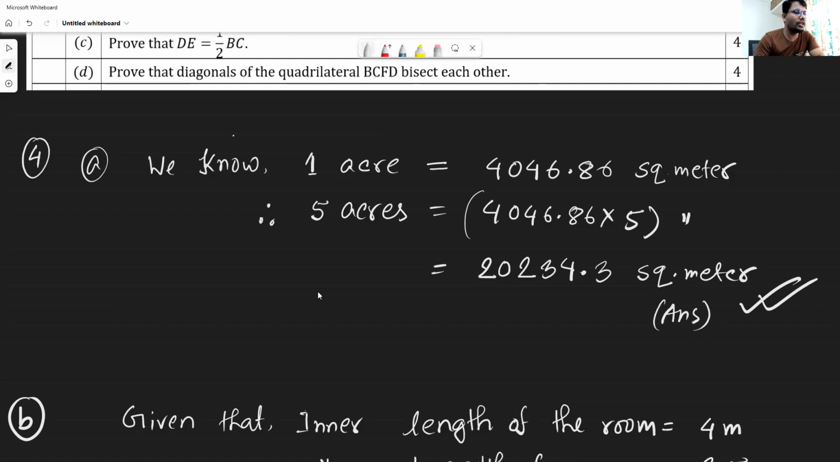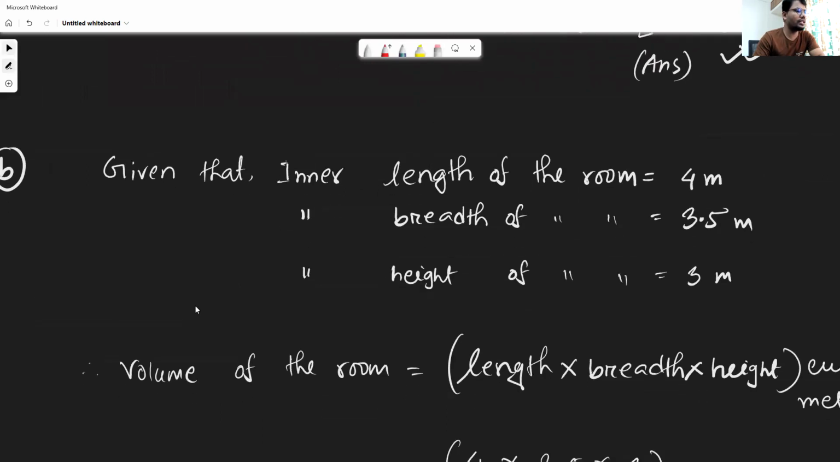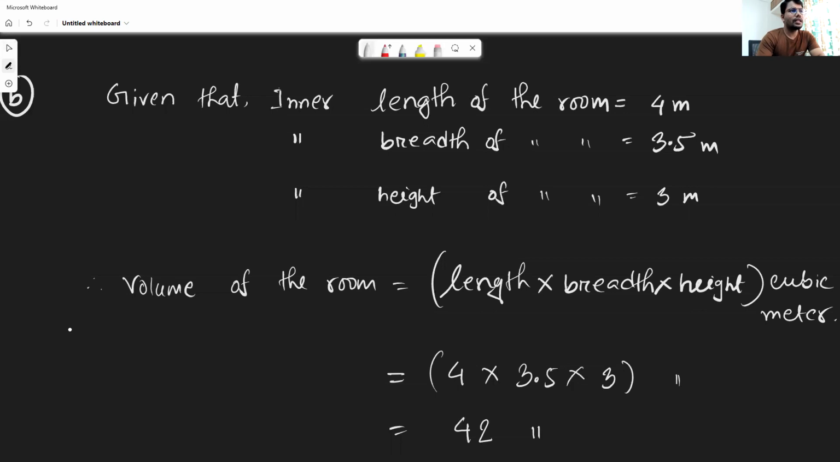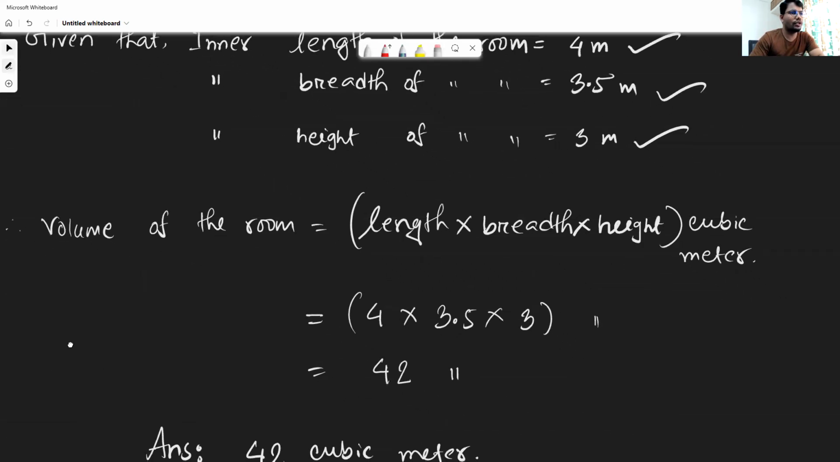Second question was to find the volume of the room. That means you have to know the formula. The volume formula is length multiply breadth multiply height. The information given here: length 4 meter, breadth 3.5 meter, height 3 meter. So this is the cubic meter. Directly in the first line you can write cubic unit. When you put the values here, then you can write cubic meter.